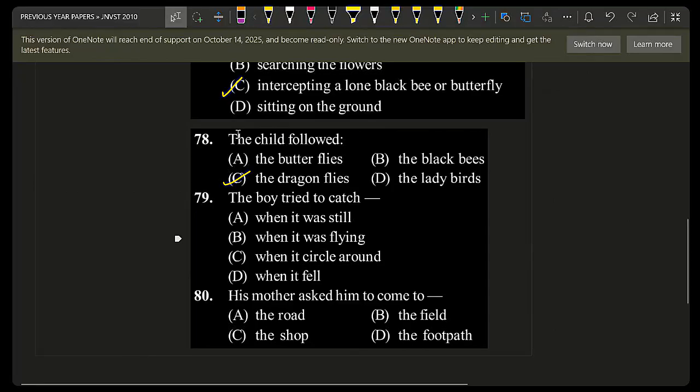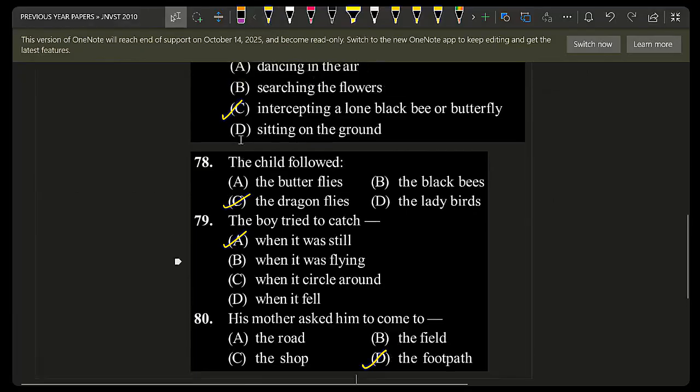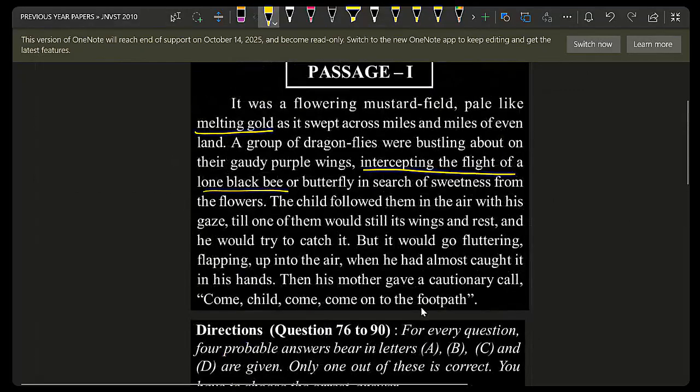The boy tried to catch when it was still, when it was flying, when it circled around, when it fell. When it was still, that means when it is stopping the movement, then he is trying to catch it. 80. His mother asked him to come to the road, the field, the shop, the footpath. The footpath, it is mentioned clearly in the passage, the last line, footpath.